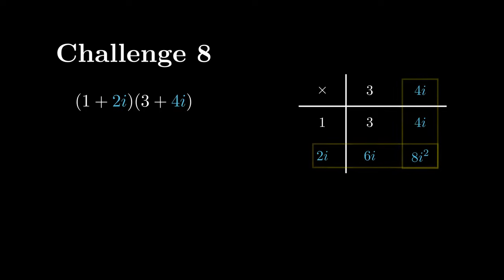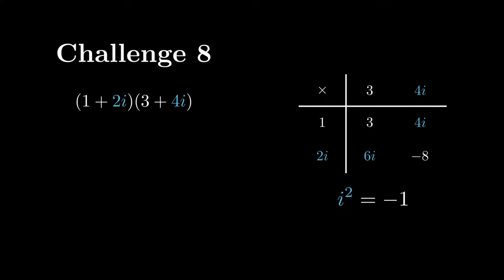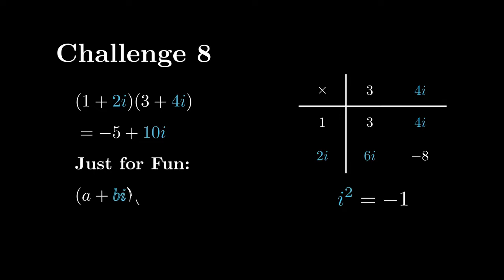The number i is a really strange number where if you were to square it, you get the number negative 1. What this means is that 8 times i squared really refers to 8 times negative 1, which simplifies to negative 8. Which simplifies to negative 5 plus 10i. Could you use the same idea to prove the general formula for multiplying two complex numbers?